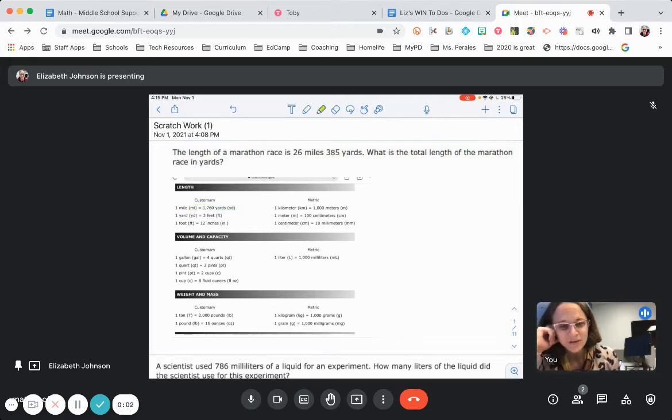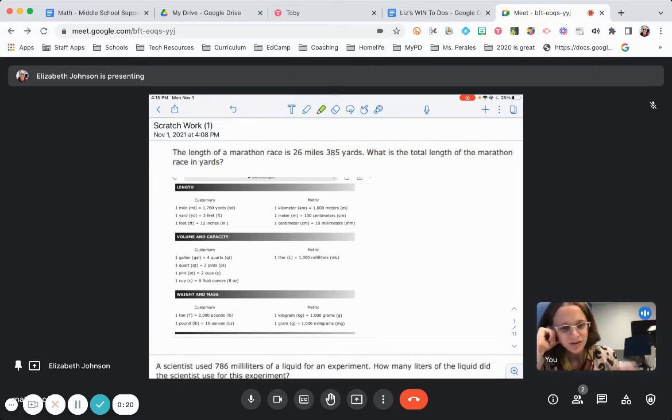So today we're looking at problems that involve measurement conversions. We're going to look at both the customary system and the metric system. And this first problem is talking about miles and yards. It says the length of a marathon race is 26 miles, 385 yards. What's the total length of the marathon race in yards?